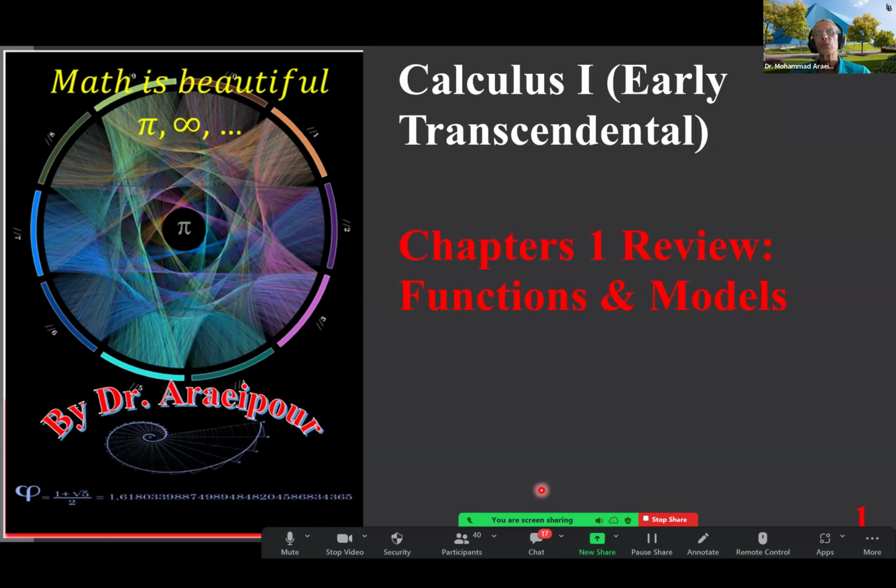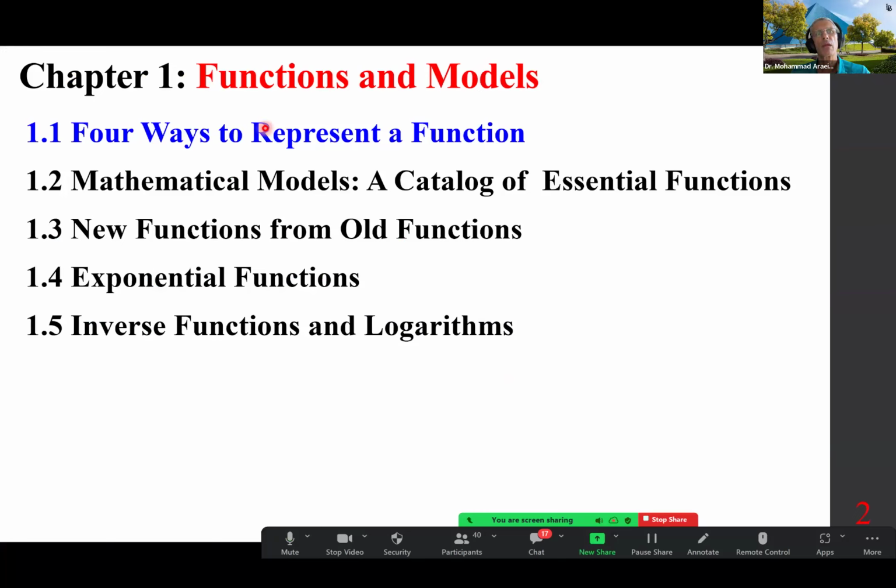Good afternoon, class. We are looking at chapter 1, review functions and models. Chapter 1, functions and models, covers 4 ways to represent a function, mathematical models, a catalog of essential functions, new functions from old functions, exponential functions, inverse functions, and logs.